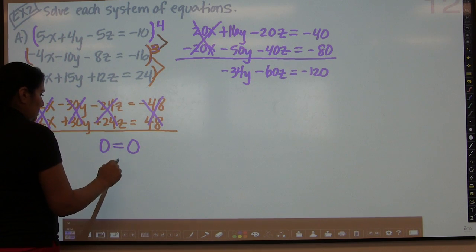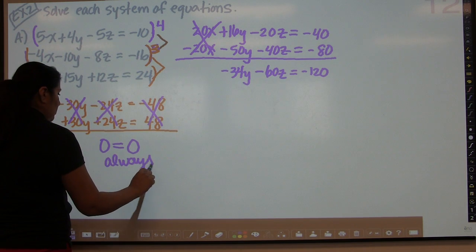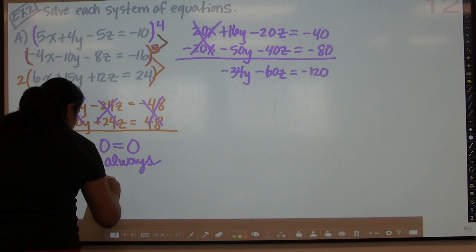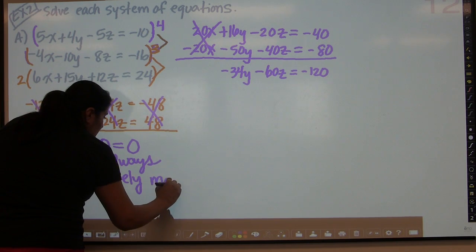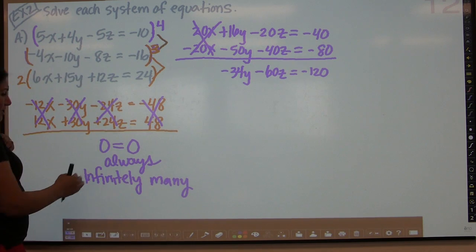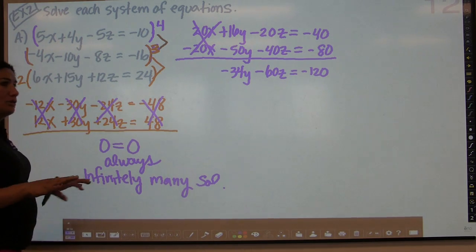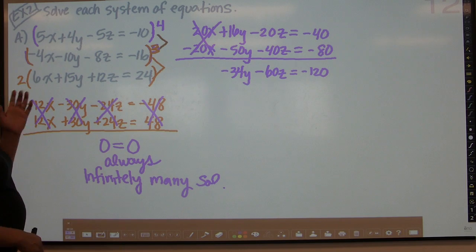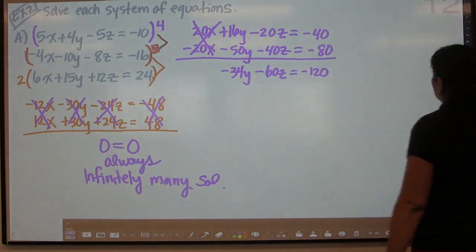However, this is completely true. 0 always equals 0. So this is a case where you have infinitely many solutions. So we can stop now. Isn't that good news? Because basically we have a situation where we got 0 equals 0. So infinitely many solutions. This is a case where either the planes are the same plane or the planes all intersect in one line. So there's infinitely many solutions. So that's part A. We want to do part B now.